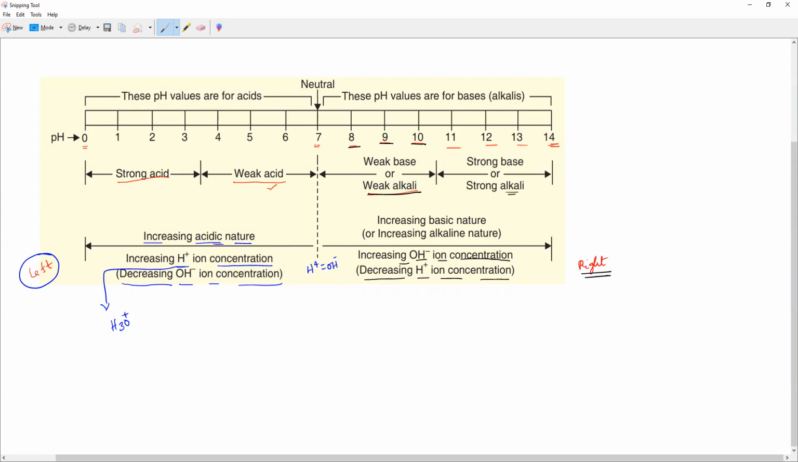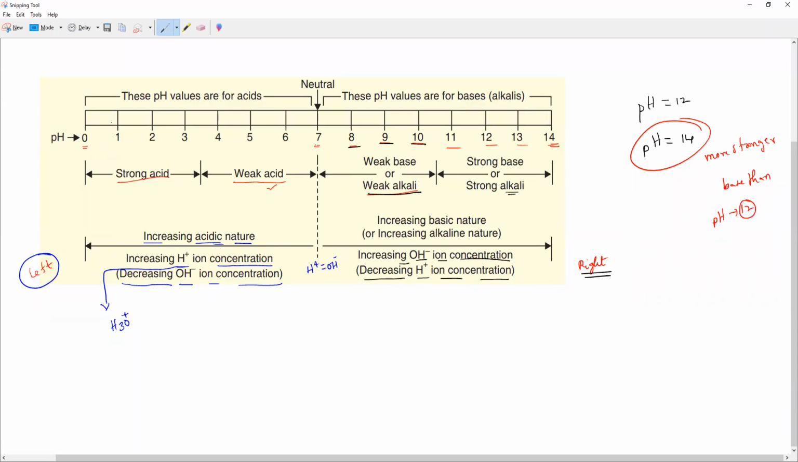Now pH 11, 12, 13, 14 are strong bases. For example, if I give pH value 12 and pH value 14, which is the stronger base? pH 14 is an even stronger base than pH 12.